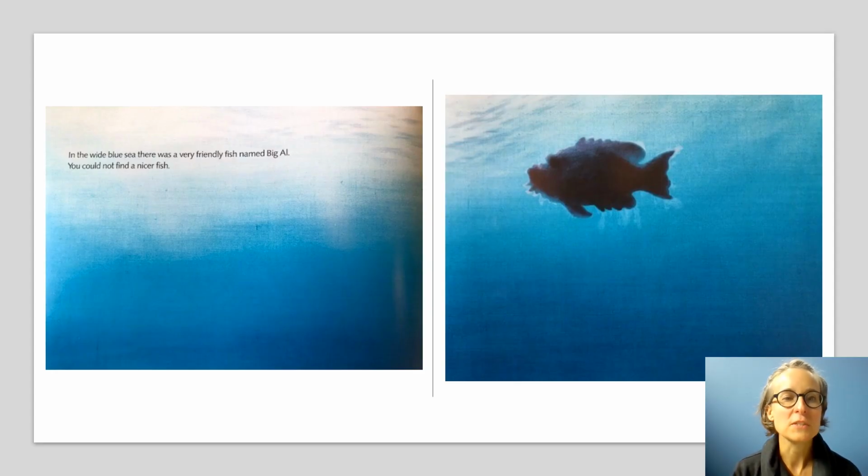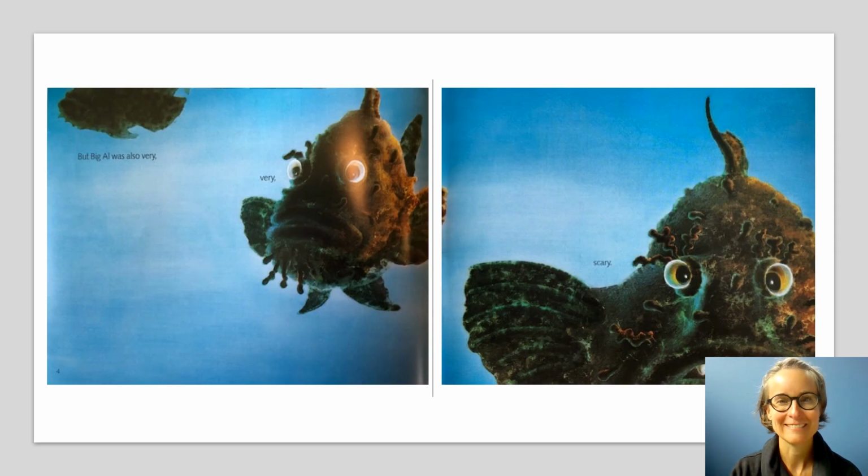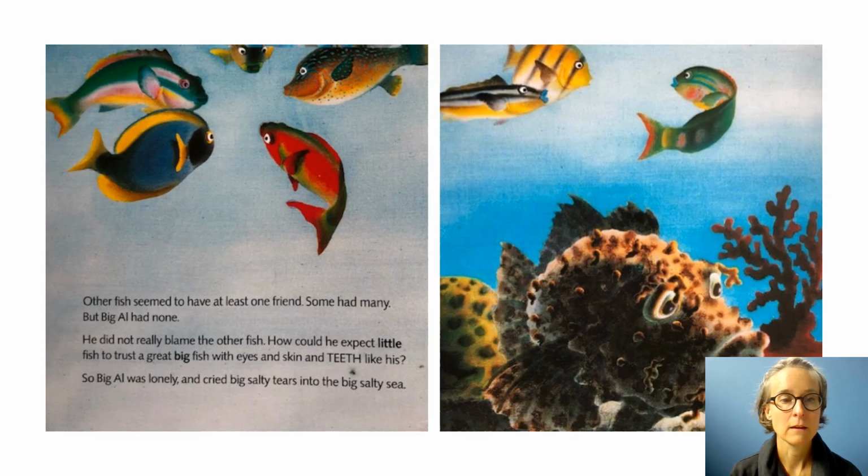In the wide blue sea, there was a very friendly fish named Big Al. You could not find a nicer fish. But Big Al was also very, very scary. Other fish seemed to have at least one friend. Some had many, but Big Al had none. He did not really blame the other fish. How could he expect a little fish to trust a big fish with eyes and skin and teeth like his? So Big Al was lonely and cried big salty tears into the big salty sea.